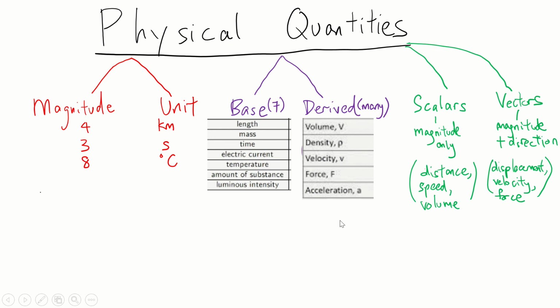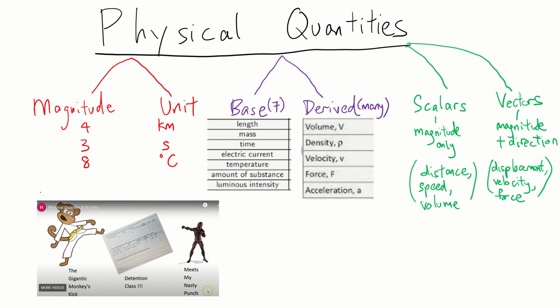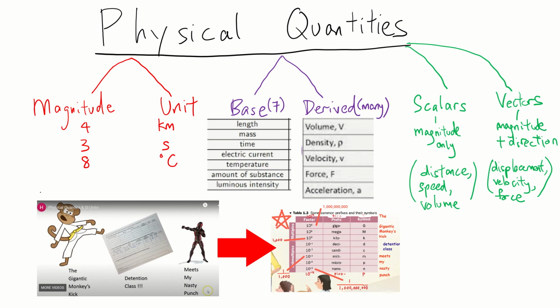Okay, all right. After that, we talked about, remember, gigantic monkey's kick meeting my nasty punch. We went into prefixes. So prefixes, we've got to remember there is a pattern here, like 3, 6, 9, 12 for kilo, mega, giga, tera, and so on. For milli, micro, nano, and pico. So you've got to know what the factor is for each of them, and there's mainly a difference between small letter m, big letter M, and so on.